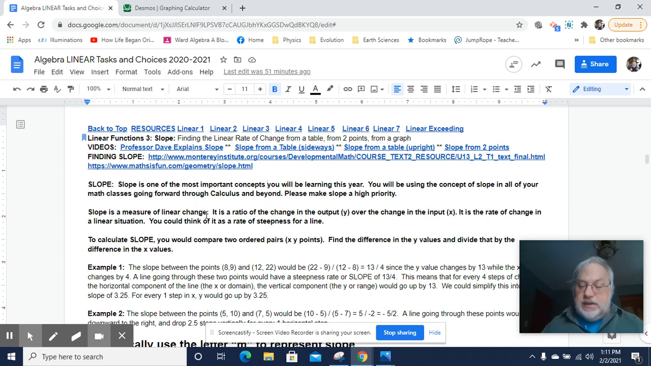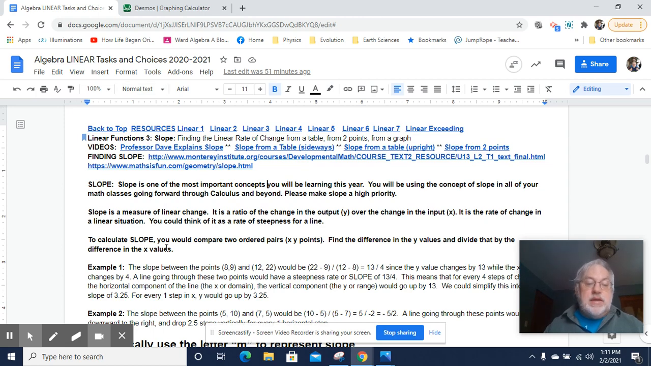It is a rate. It is a ratio of the change of the output, which we usually call y, over the change of the input. Okay, and we usually call input x. So we often talk about it as change of y over change of x.